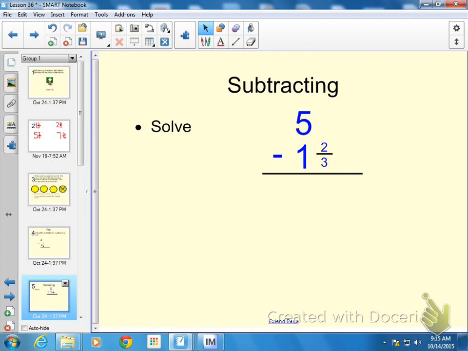Okay, we did this one. Let's do this one. So now we're subtracting. I have 5 wholes minus 1 and 2/3. Well, I can't take 2/3 from a whole yet, so I have to take one of my pies and cut it up. When I do that, I'm left with 4 wholes, and then I have a whole slice pie.